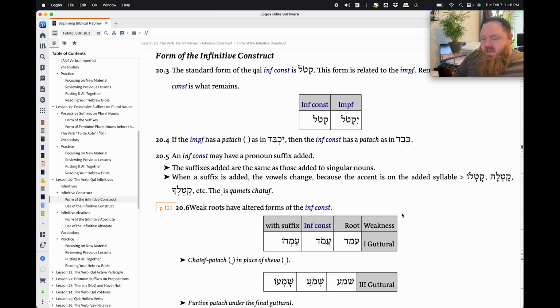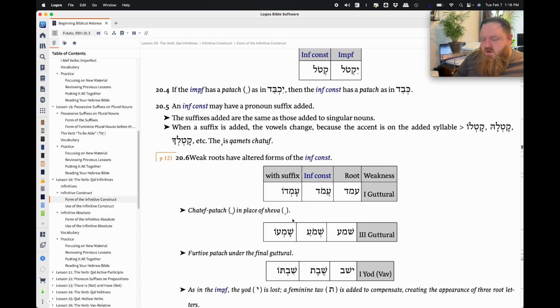All right, and so again, when you see your infinitive construct with a vav on the end, that should get you thinking 3ms suffix, okay? Of course, whenever you add vowels to the end of a word, it's going to change the syllables a little bit, which means the spelling's going to change a little bit, all right? And so what happens here is he walks us through this process.